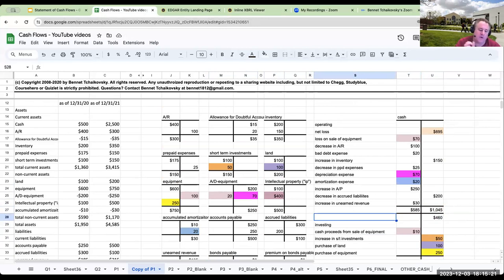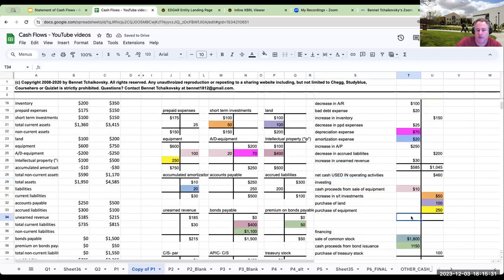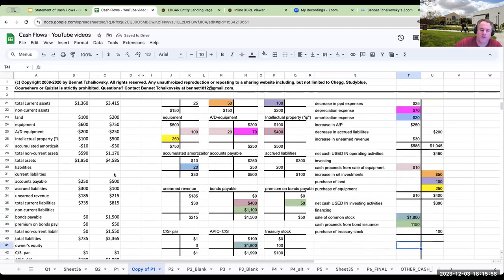When I have a negative or a credit balance, this is going to be net cash used in operating activities of 460. Over here for investing, I had the equipment sale, I purchased some short-term investments, got some land, purchase of equipment. Okay, so this is going to be net cash used in investing activities of 390. What am I trying to do now?